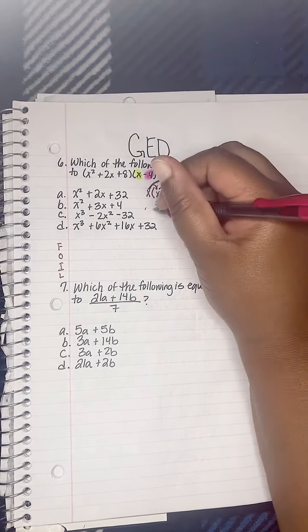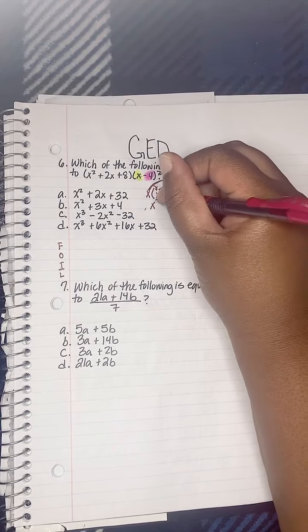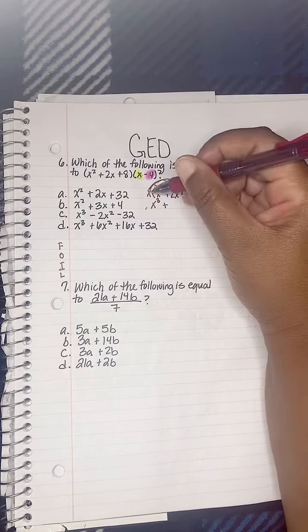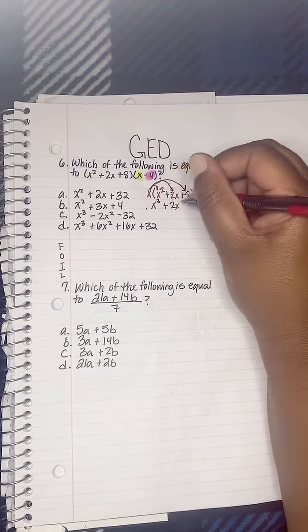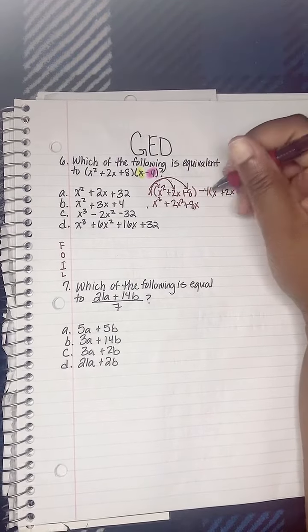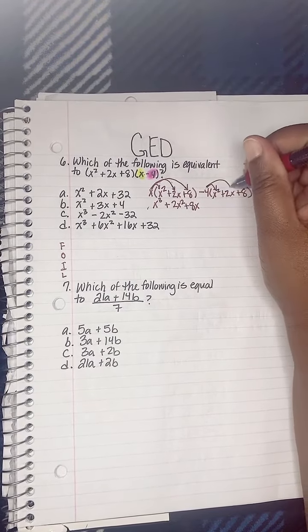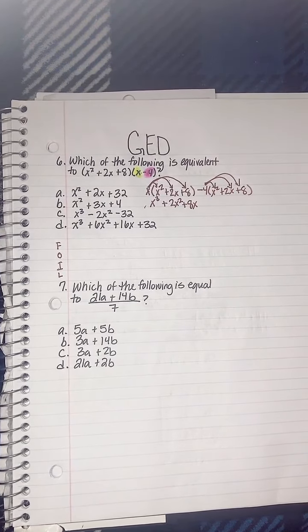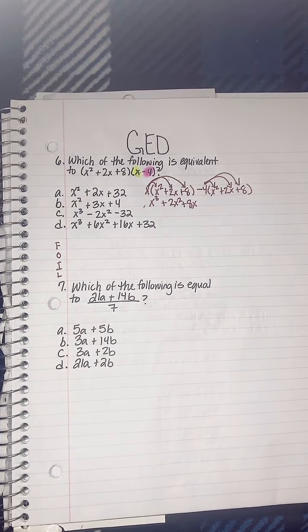So we get x times x squared gets us x to the 3, plus x times 2x gets us 2x squared. And then x times 8 gets us 8x. So now, what did you guys get when you distribute this? Okay, so -4x squared minus 8x minus 32.